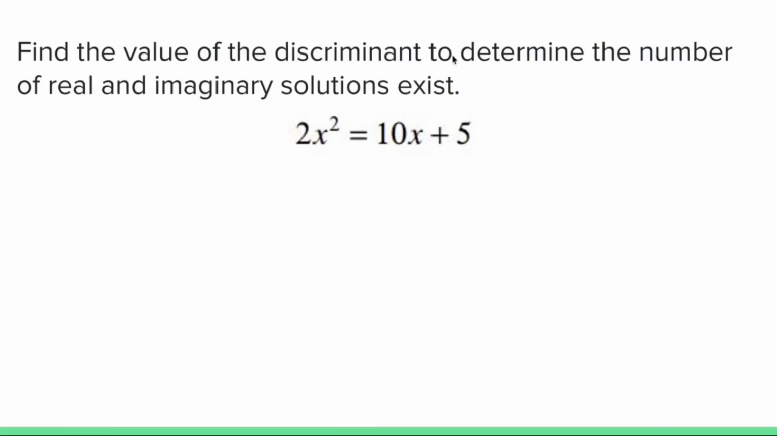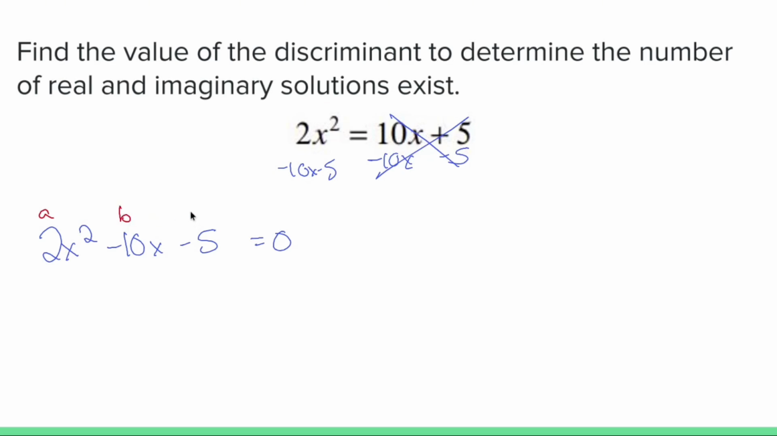Find the value of the discriminant to determine the number of real and imaginary solutions. So I need to first get rid of everything, subtract 10x, subtract 5, and treat this as if I'm doing the quadratic formula. 2x squared minus 10x minus 5 equals 0. Okay, let's label A, let's label B, and let's label C. Now the discriminant is b squared minus 4ac. Yes, that's the part underneath the square root in the quadratic formula.